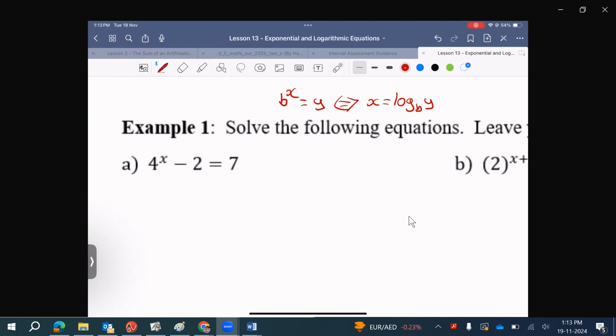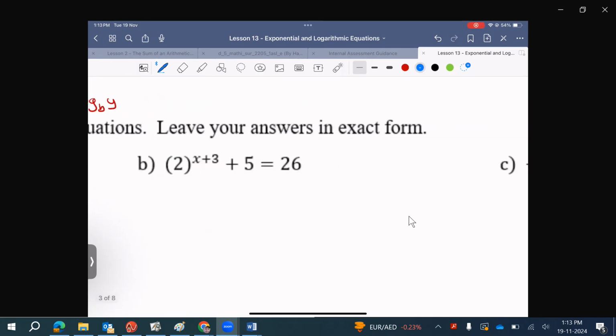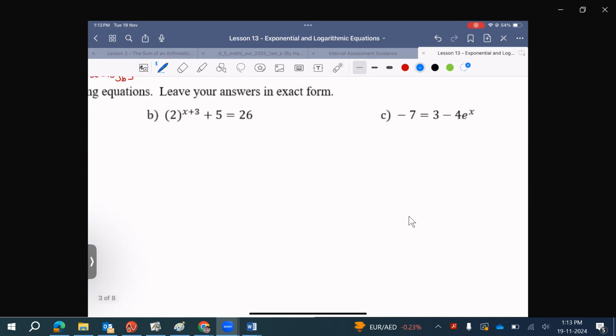So let's just start off by moving the 2 across. We'll get 9, and then we can say that x is equal to log base 4 of 9. Okay, pause the video and have a go at these two for yourselves.